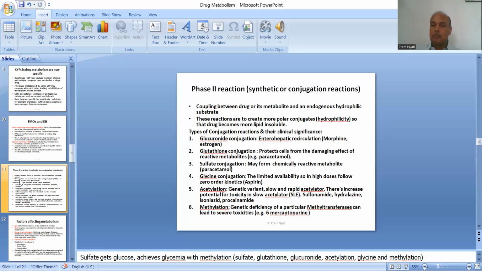Glycine conjugation, the drug gets conjugated with glycine, there is limited availability. So in high dose, this drug will follow zero order kinetics. Example we know that is aspirin.